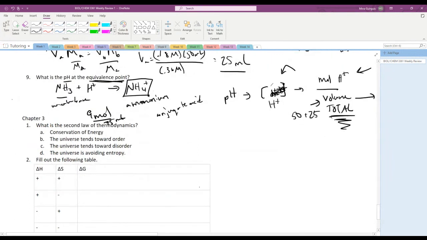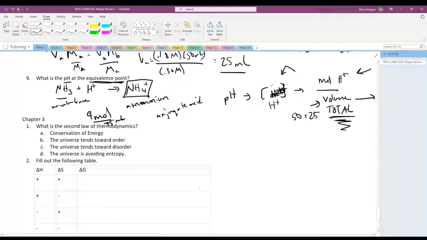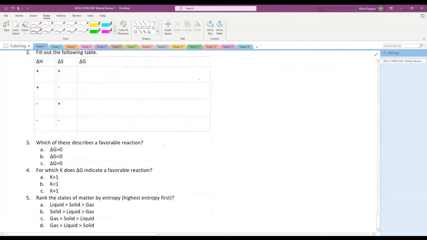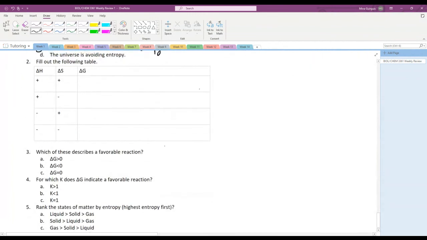So the second law of thermodynamics, just very briefly, is the universe tends toward disorder or entropy. Okay. And the reason this is important, I've seen it asked a few times. It's not commonly asked, but it can be. Okay, so number 2 is the table.